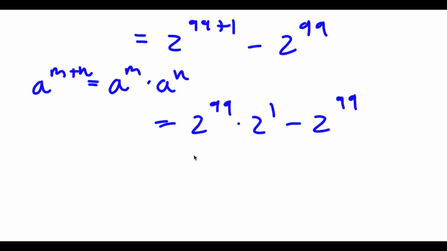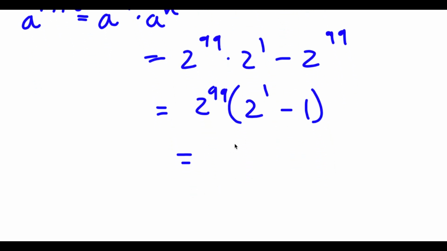Now, from here, because both terms have 2 to the power of 99, I can go ahead and factor out 2 to the power of 99. So now I have 2 to the power of 99 times: 2 to the power of 99 times 2 to the power of 1 divided by 2 to the power of 99 is simply 2 to the power of 1, and negative 2 to the power of 99 divided by 2 to the power of 99 is negative 1.